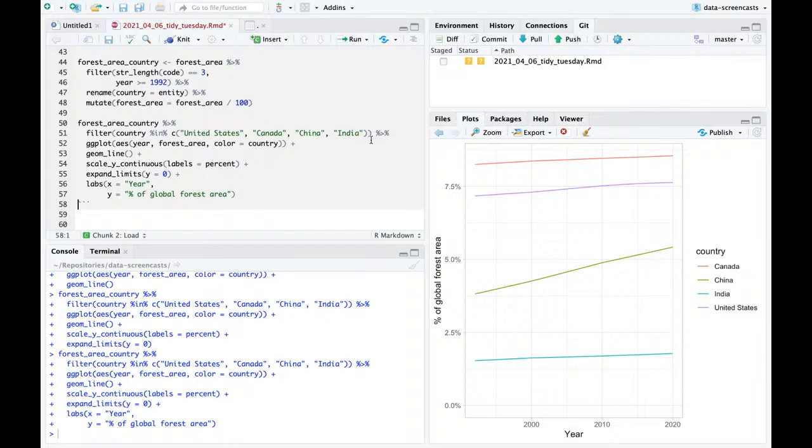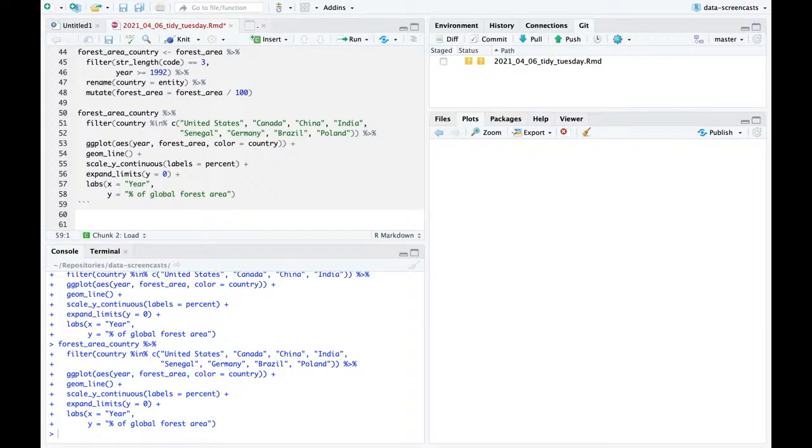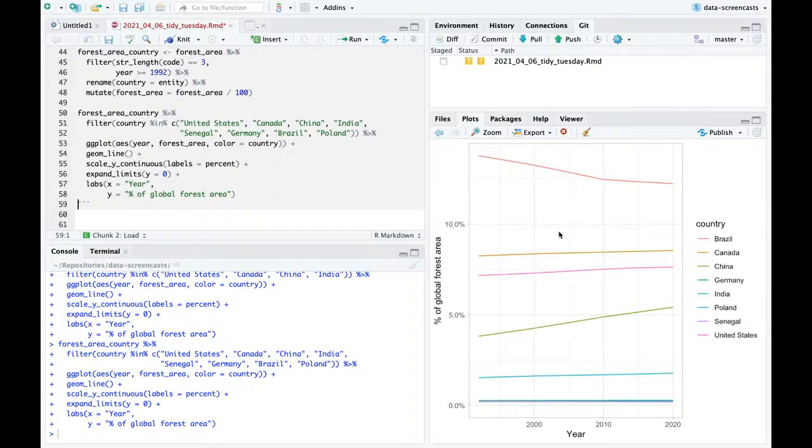Now I actually saw a couple other people suggest countries, so let's throw a couple of those in. We have someone visiting from Senegal. Senegal is a pretty small country compared to these others, so I don't know how high it's going to be, but let's throw it in. We also got Germany, and let's throw in Brazil and let's say Poland. I don't know if I got everyone's, but all right.